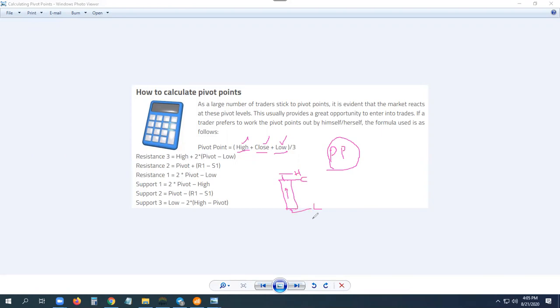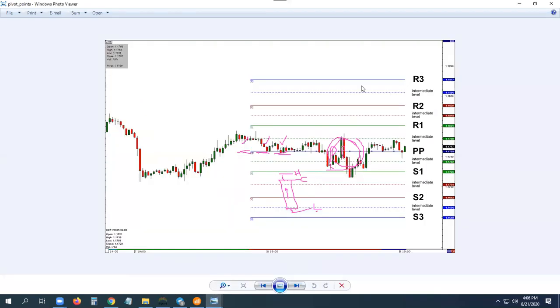and this is the low price. So if you take the value for the high, you add it to the close, you add it to the low, you divide by 3, then you get the pivot point. Now that may not be very useful because there are many indicators that are able to draw these things for us. So we don't have to sweat so much to be able to extract that.